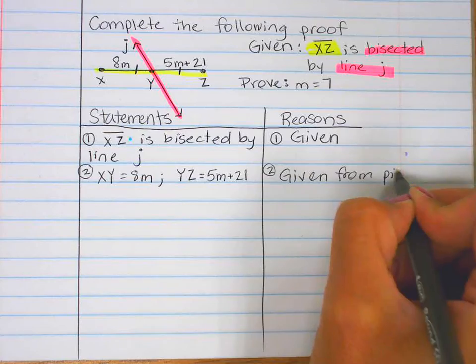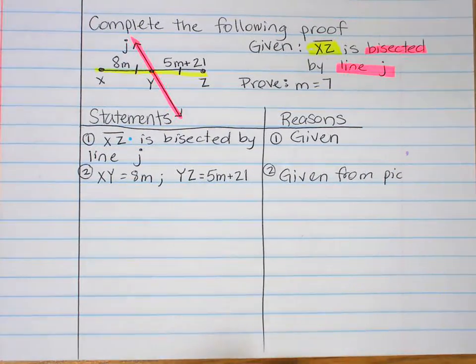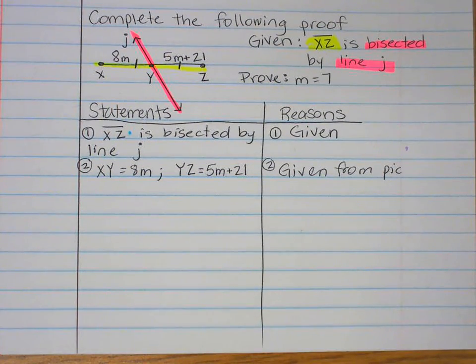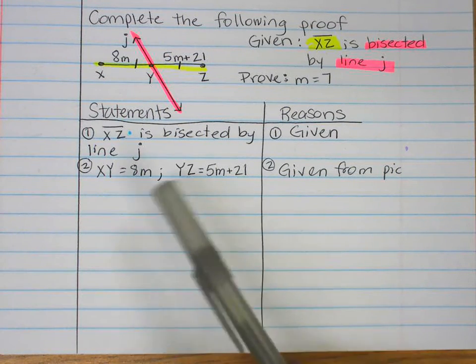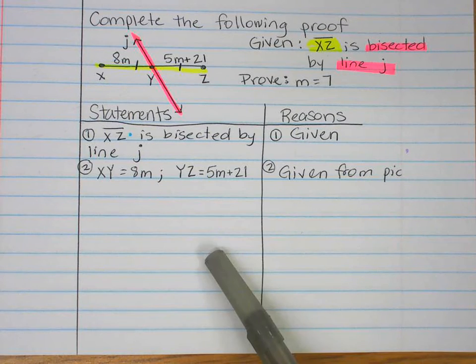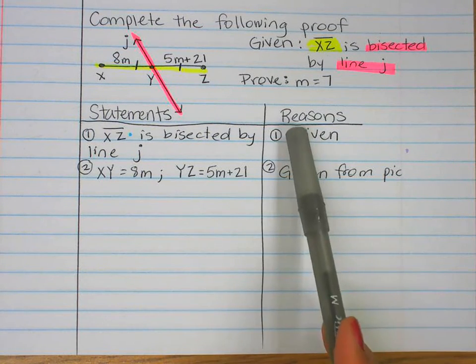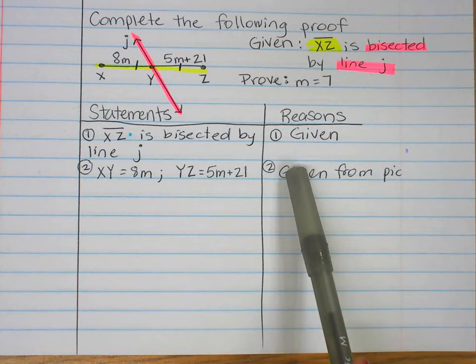But I want to just say, given from pic. It's a little shorter. Okay, so the next thing is, when I was going through my thought process, I can't just jump to working it out. I have to say why I do everything. The reasons are like someone's asking, why can you do that?